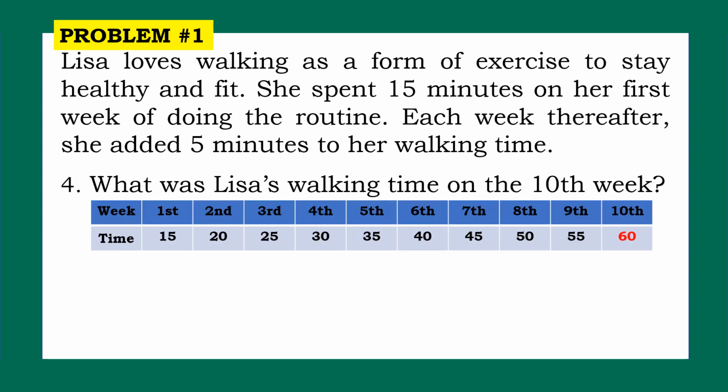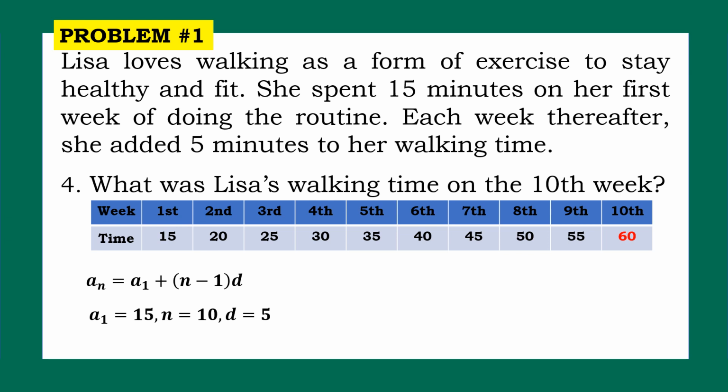Recall that the time that Lisa spent walking in the 10th week can also be found using the general formula for arithmetic sequence, and that is a sub n equals a sub 1 plus the quantity of n minus 1 times d. In this case, we just need to identify the following. A sub 1 or the first term is 15, n or the number of terms is 10, and d or the common difference is 5.